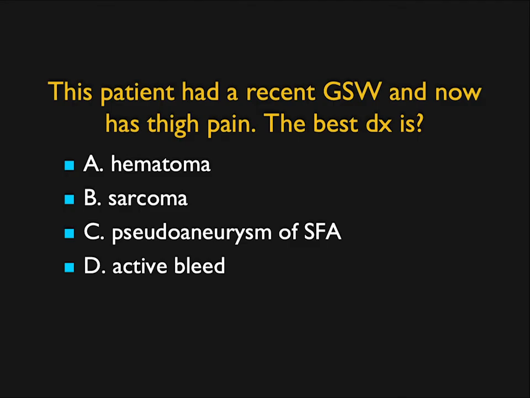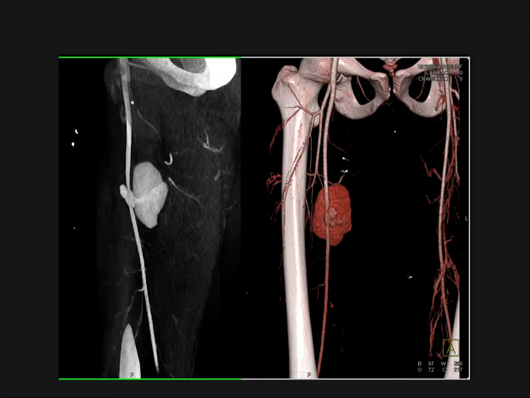This patient had a recent gunshot wound, was discharged, now has thigh pain. What's going on? And they've palpated a mass, and you could see there's an outpouching off the patient's superficial femoral artery. You can see it nicely with MIP and with volume rendering. It's not a hematoma because it's really communicating and enhancing with the vessel.